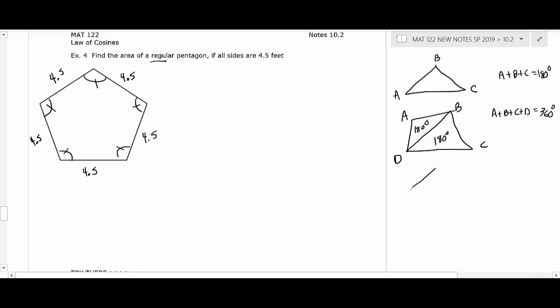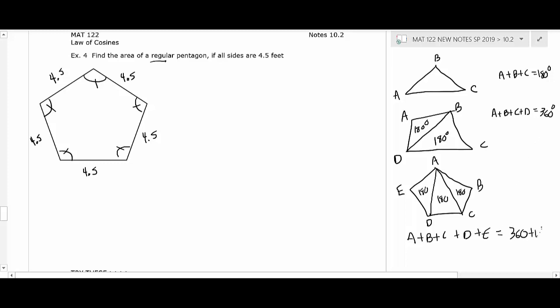Now, if we go to a pentagon, here's how a pentagon works. It doesn't matter if it's regular or not. The idea is you've got three triangles. So basically, each triangle, its angles add up to 180. So it would mean if you had 5 angles now, A, B, C, D, E, then A plus B plus C plus D plus E would be equal to 360 plus another 180. So that would end up being 540 degrees. So that's what we know in this pentagon, that the angles add up to 540.